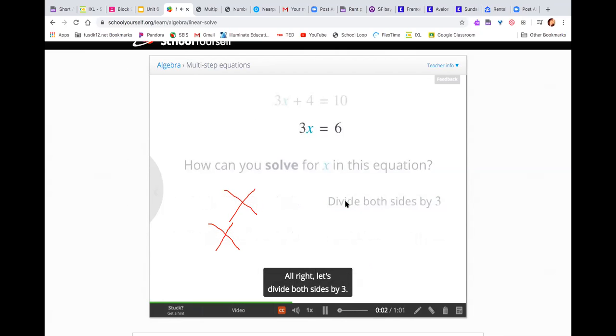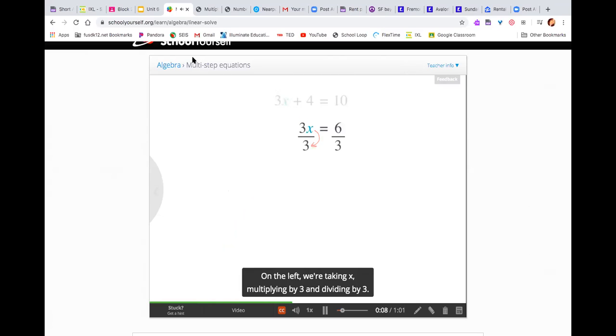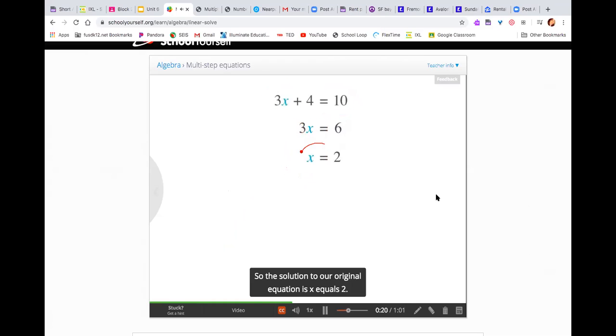All right, let's divide both sides by 3. On the left, we're taking x, multiplying by 3, and dividing by 3. So the 3's cancel out, leaving us with x. Nicely done. And on the right, we have 6 divided by 3, which equals 2. So the solution to our original equation is x equals 2.